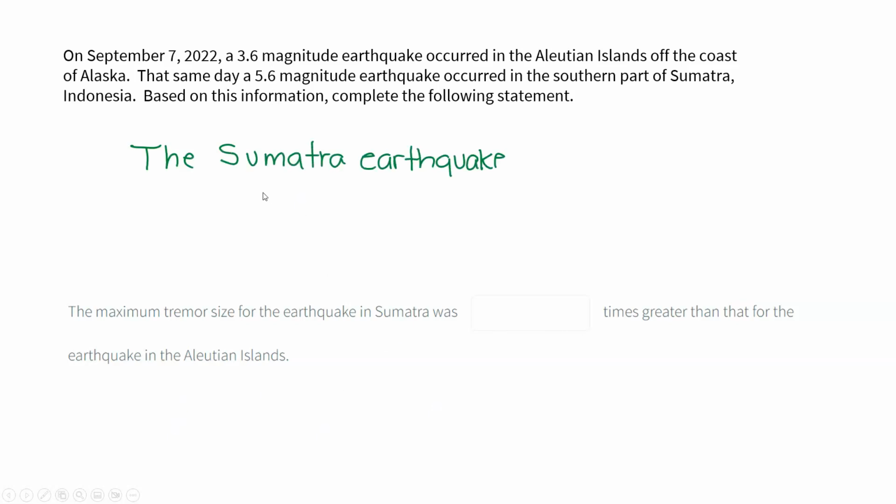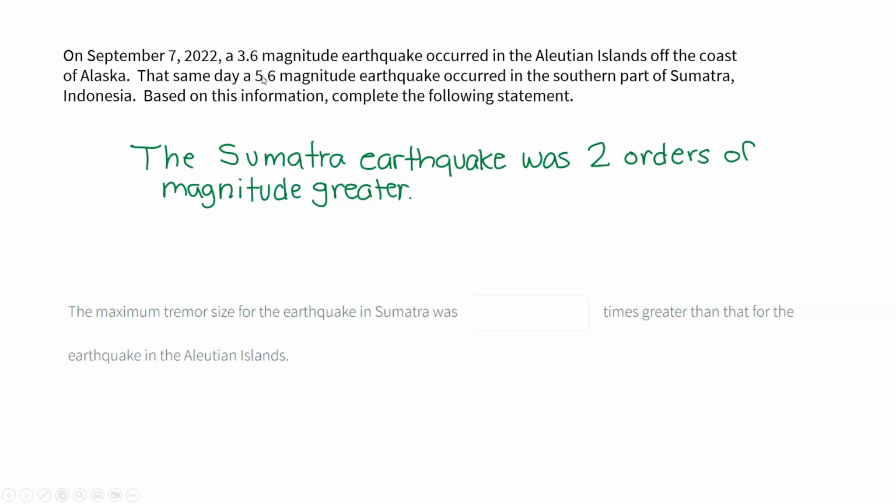So, as you can see here, the difference between the magnitudes was 2. So the Sumatra earthquake was 2 orders of magnitude greater than the one that occurred in the Aleutian Islands, because that's what the Richter scale actually measures, orders of magnitude. Well, that means that the Sumatra earthquake was 10 to the 2 greater in its damage and its tremor size, or 100 times greater.